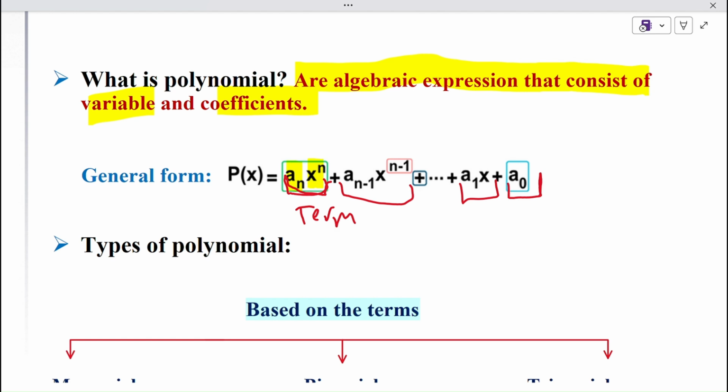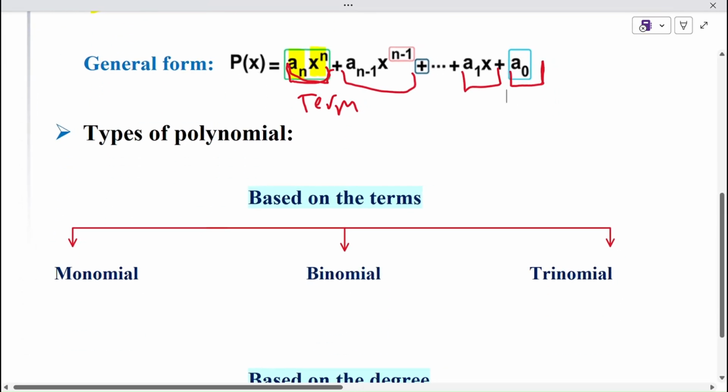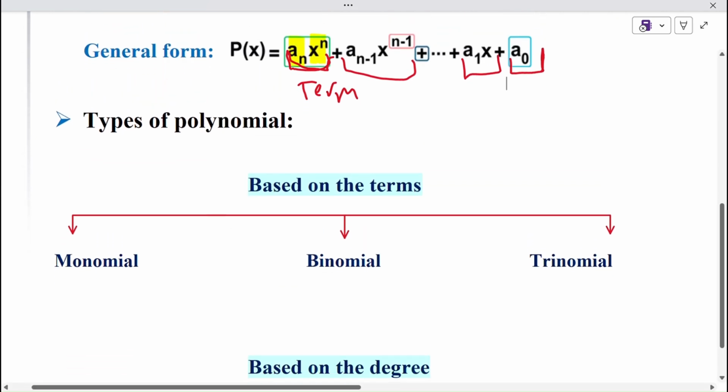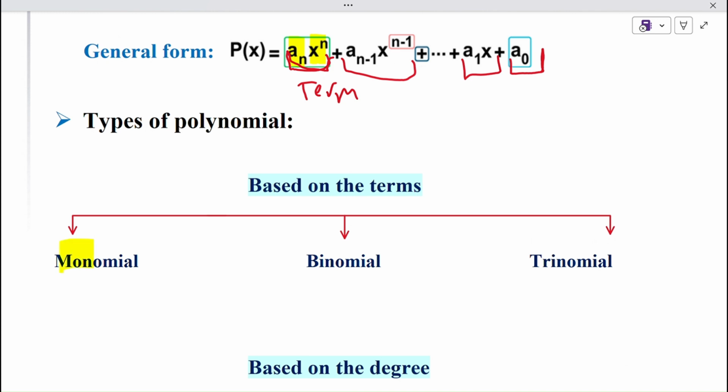This is about polynomials. What about polynomial types? We have two types of polynomial. The first type, based on the terms, can be classified into three types. The first type is monomial, the second type is binomial, the third type is trinomial. First, what does monomial mean?